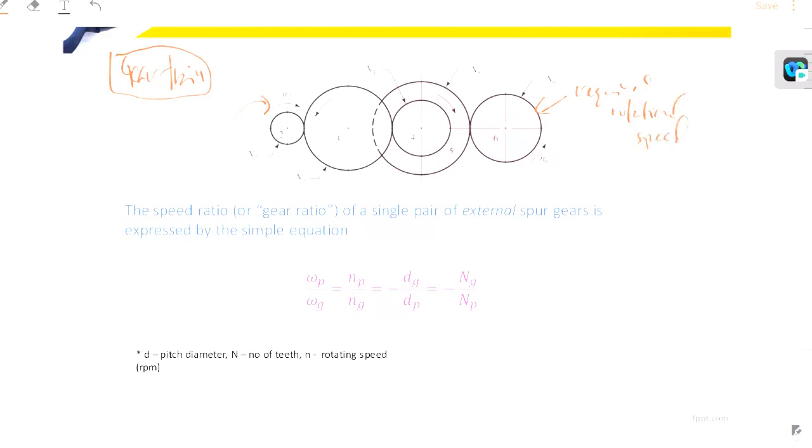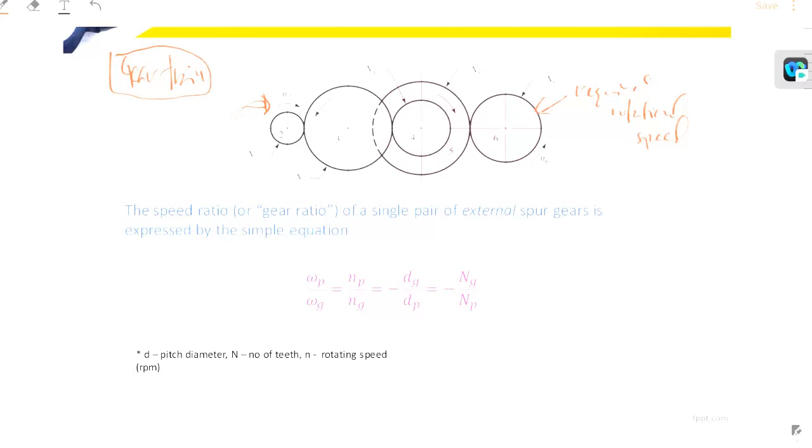This input comes from a motor, or whatever the source of rotation. We want to increase or reduce the rotational speed, so we arrange a couple of gears in order to get the required rotational speed.